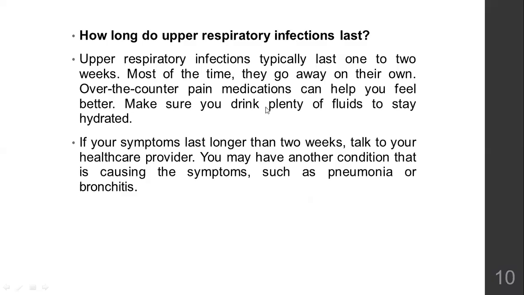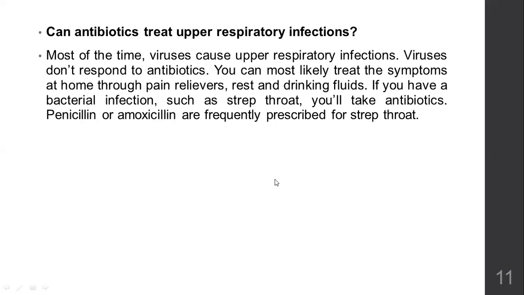How long do upper respiratory tract infections last? Usually for 1 or 2 weeks. Most of the time, they will go away on their own. Over-the-counter pain medication can help you feel better. Make sure that you drink plenty of fluids to stay hydrated. If your symptoms last longer than 2 weeks, then you have to visit a healthcare facility and get more tests done, because if it is more than 2 weeks, you may be suffering from pneumonia, and if not treated, that can lead to mortality as well.